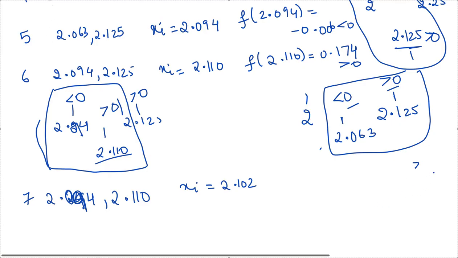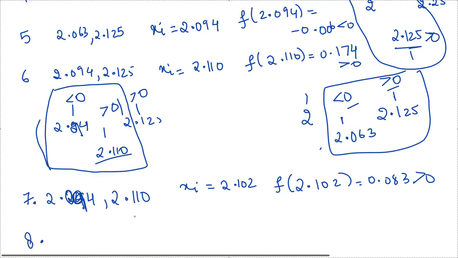Unfortunately, erasing is taking more time. Okay. So what is f of 2.102 now? It is 0.083, now greater than 0. So now tell me what would be our interval?